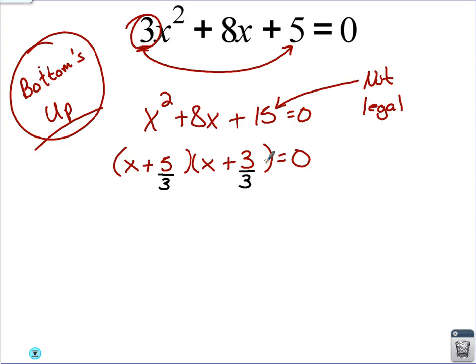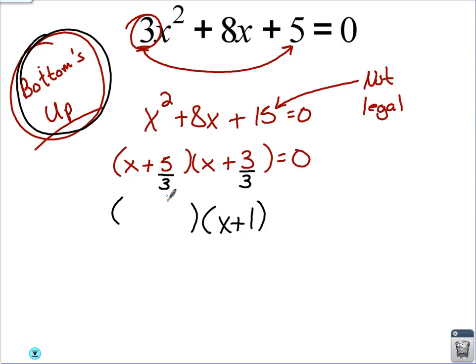Now we can do 3 divided by 3. That's pretty easy. That's x plus 1. 3 divided by 3 is 1. Can you divide 5 divided by 3 without giving me a decimal? Can't you? This is why it's called bottoms up. By the way, if you can't divide, try to reduce it. 5 divided by 3, that won't reduce.